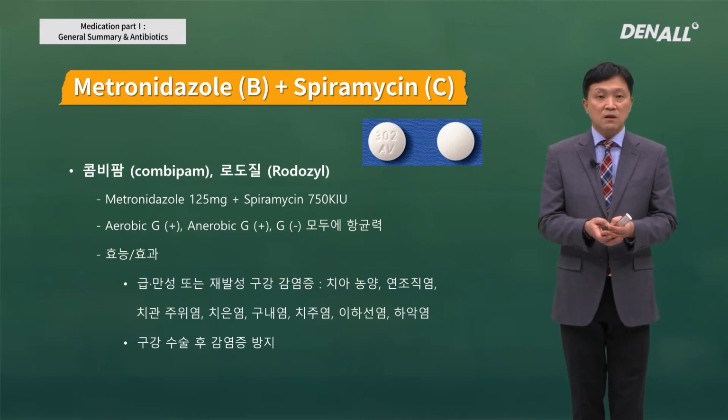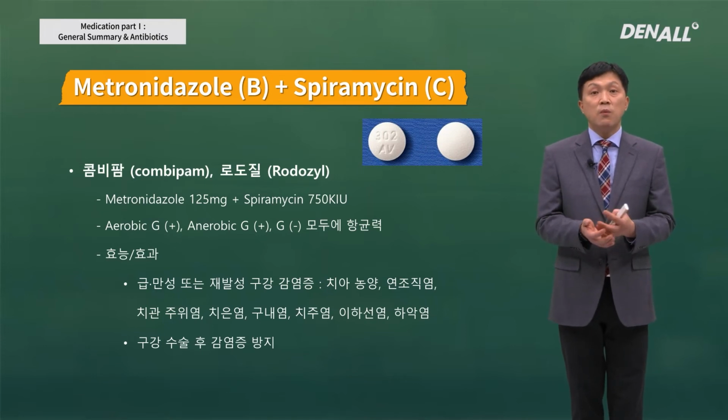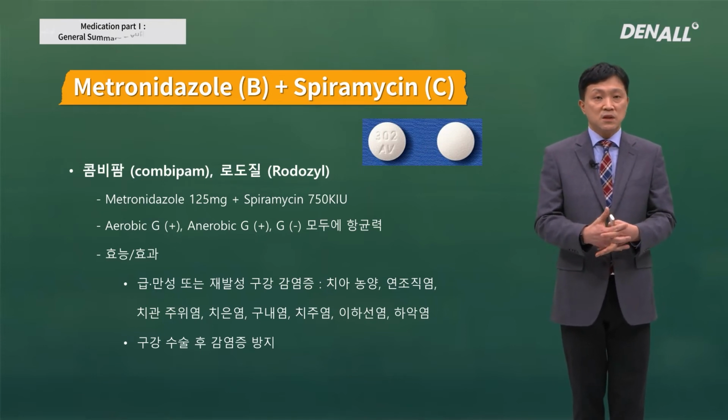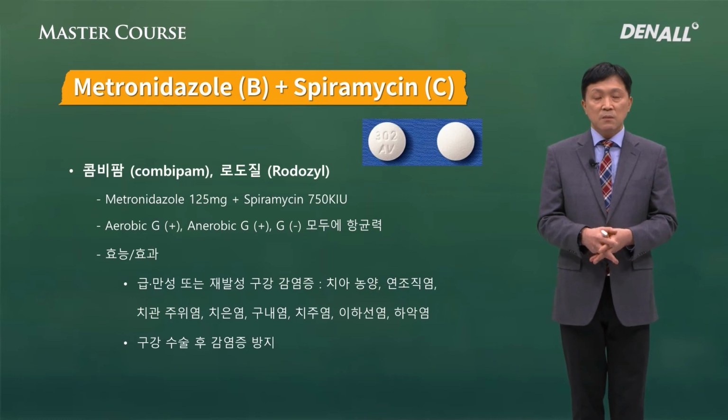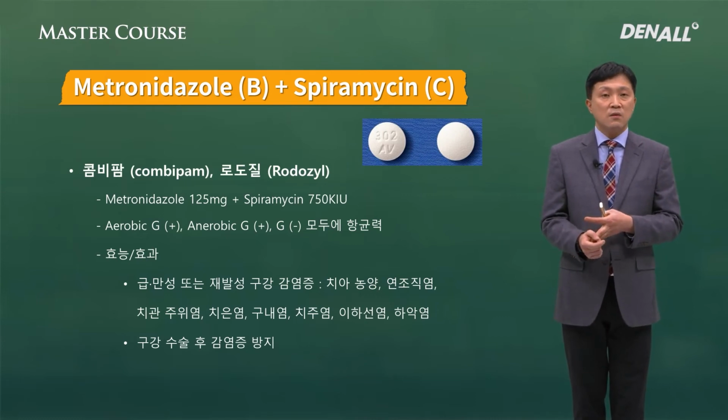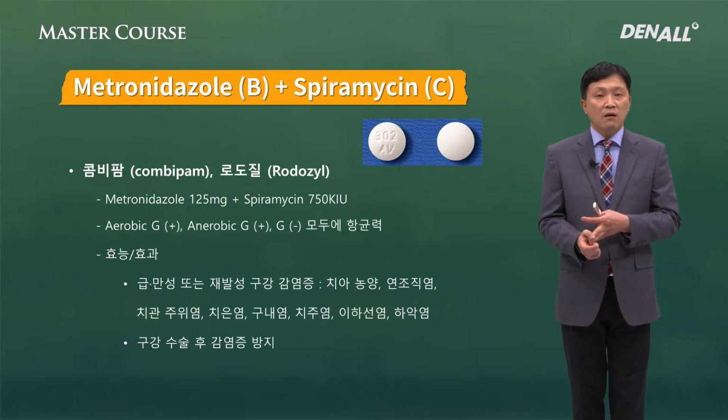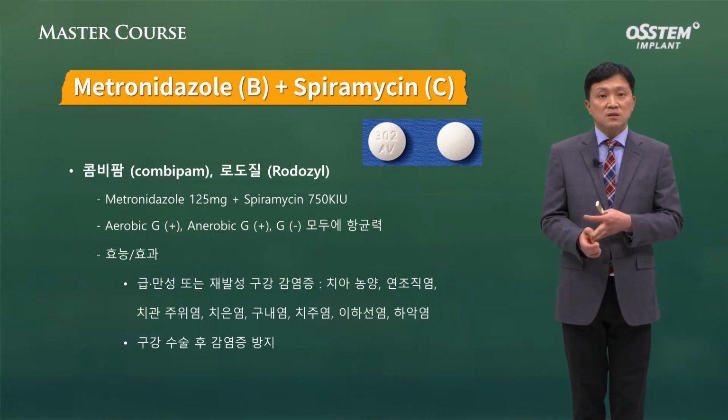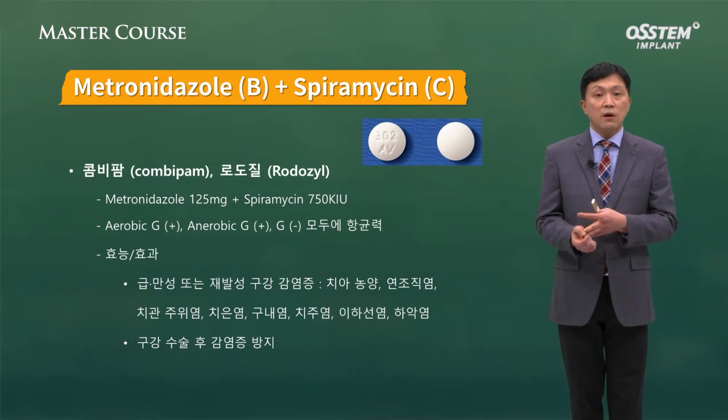Gram-positive, anaerobic, gram-positive, gram-negative. So it has effect for all of those. So spiramycin is for gram-positive aerobic, metronidazole for gram-negative anaerobic. However, in Korea, the drugs on the market, I believe, are Combipam and Rhodozil. There may be others.